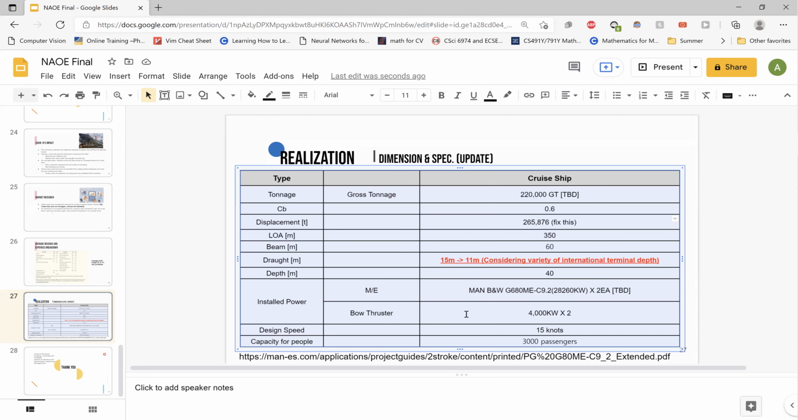And usually the GT is different. GT is based on volume rather than weight. So there is a special rule for calculating GT. I don't know how you did it, but there is also an empirical formula which provides a GT based on principal dimensions, L, B, T, and depth and something. In any case, you need to provide us how you arrive at these numbers. Okay?